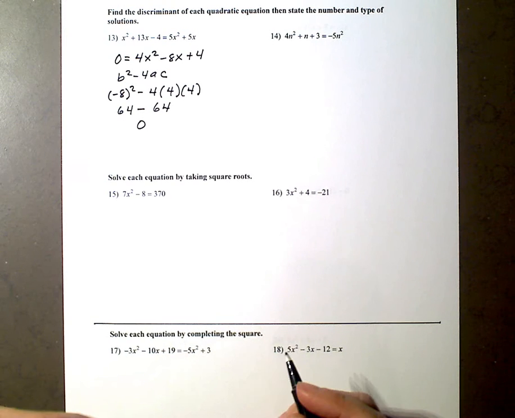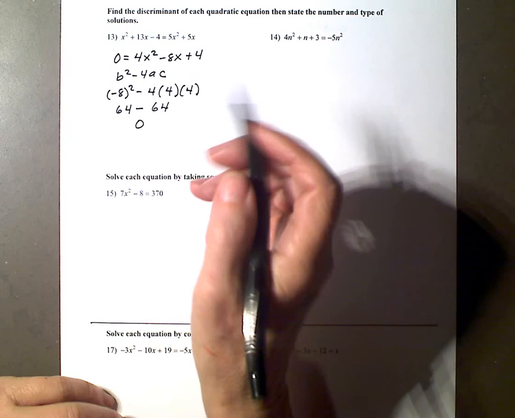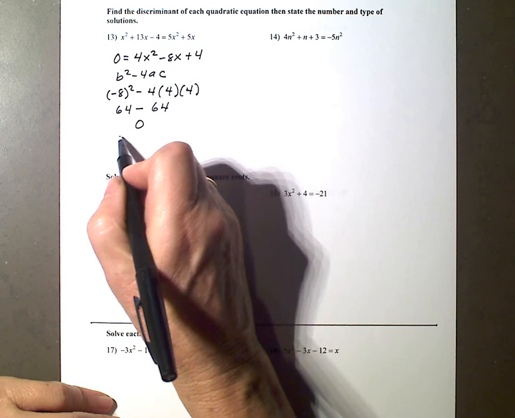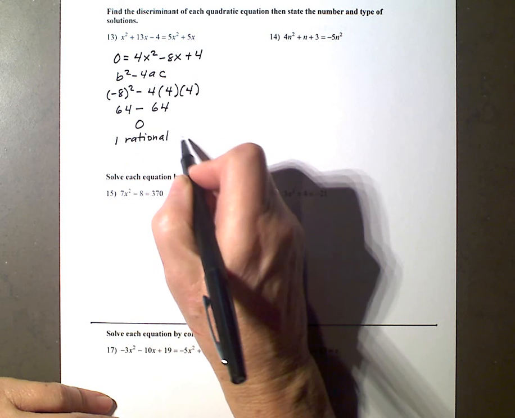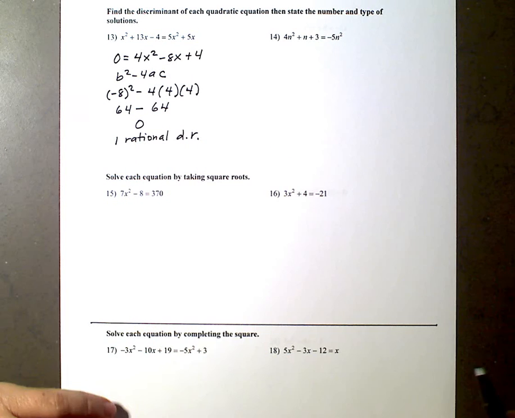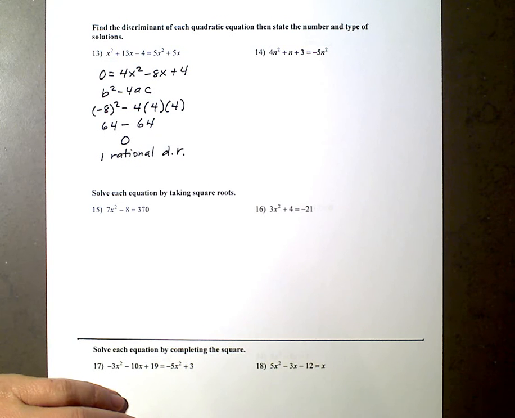I'm sorry, not 2 imaginary. I have one double root, one rational double root. When it's negative, it's 2 imaginary. Sorry. Okay, so I have one rational number that's a double root, right? Sorry about that.